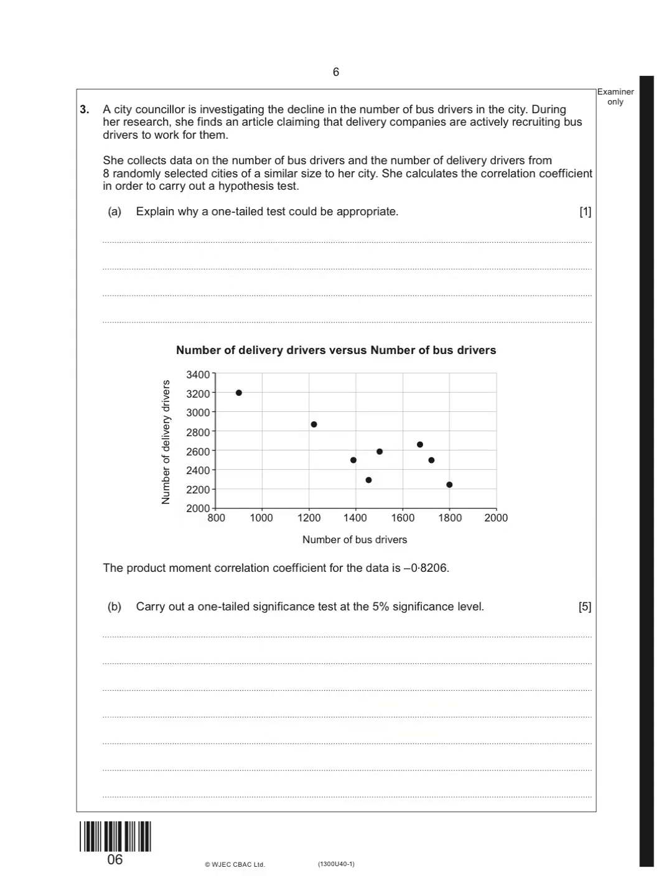Okay, what have we got going on here? So we've got a city councillor looking at the relationship between numbers of delivery drivers and number of bus drivers. Okay, so there's some words at the start of the question that I don't want us to miss. She's investigating the decline in the number of bus drivers. And then during this time, she finds that delivery companies, so the delivery people, are actively recruiting, which means they're trying to get more drivers. Okay, and so that to me is suggesting that there's going to be some kind of negative correlation between these two things. Explain why a one-tailed test could be appropriate.